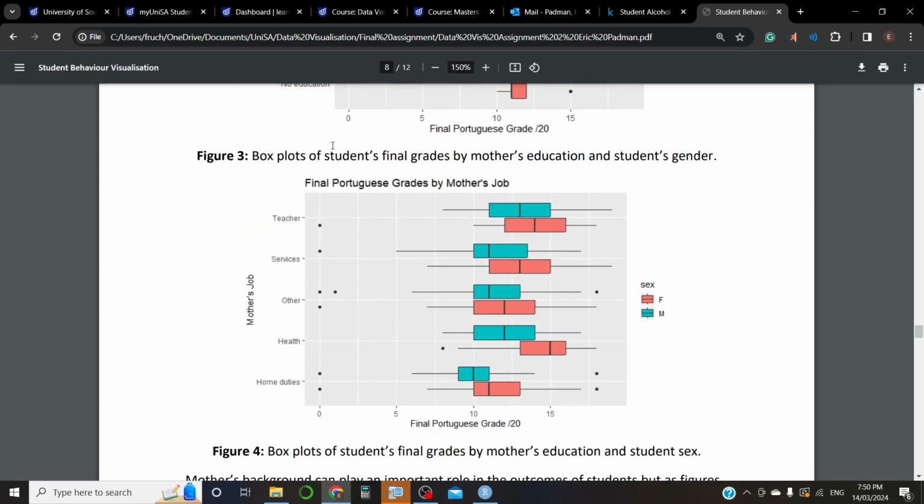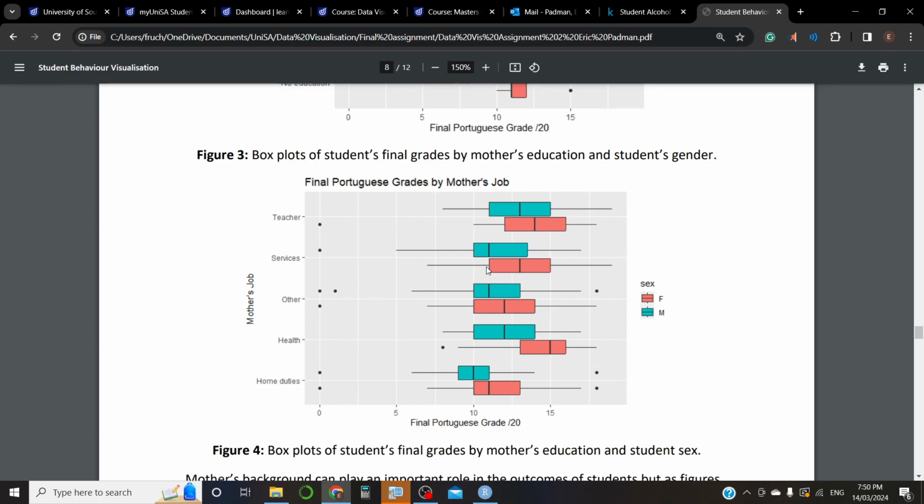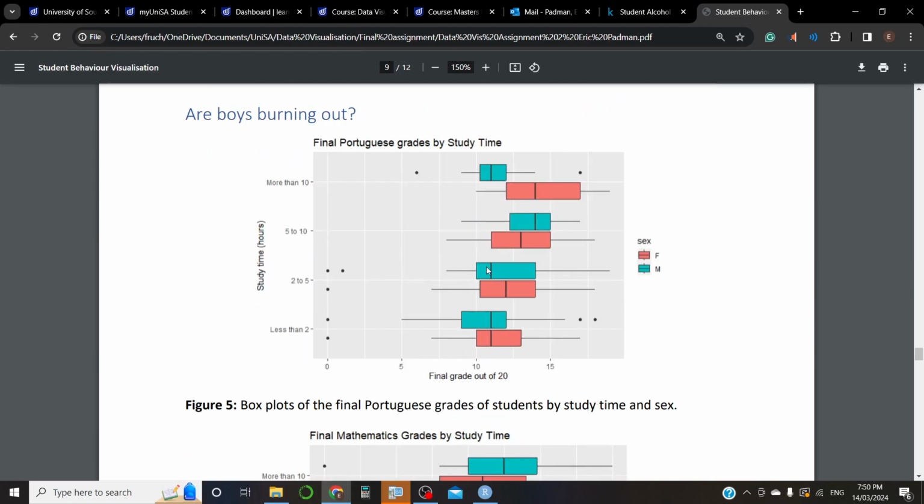Okay, so box plots by students' final grades and the mother's education fields. You can see here we've got different fields of work, I should say, and the associated box plots with that. Just move on with that.